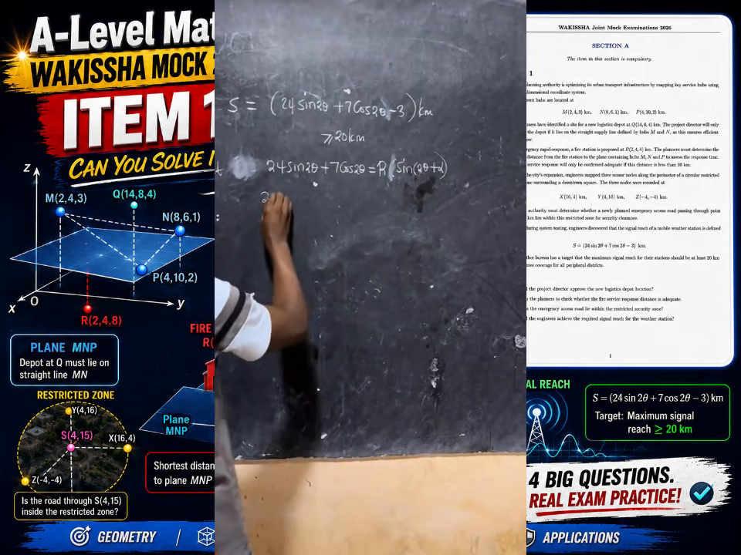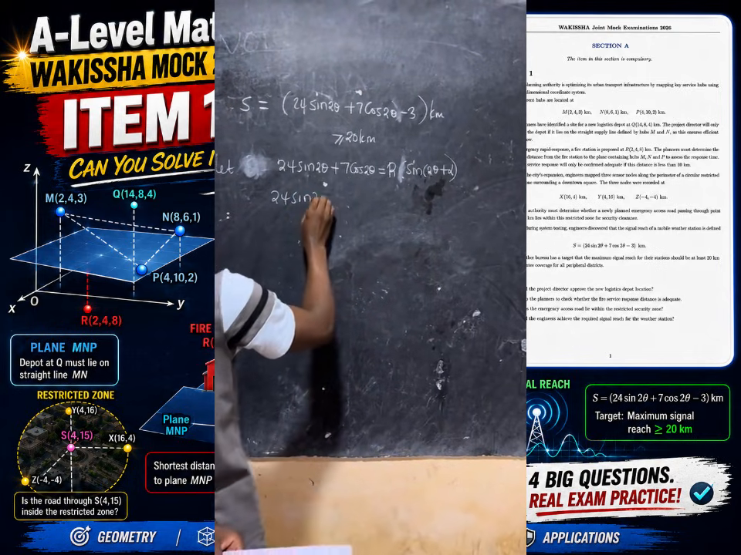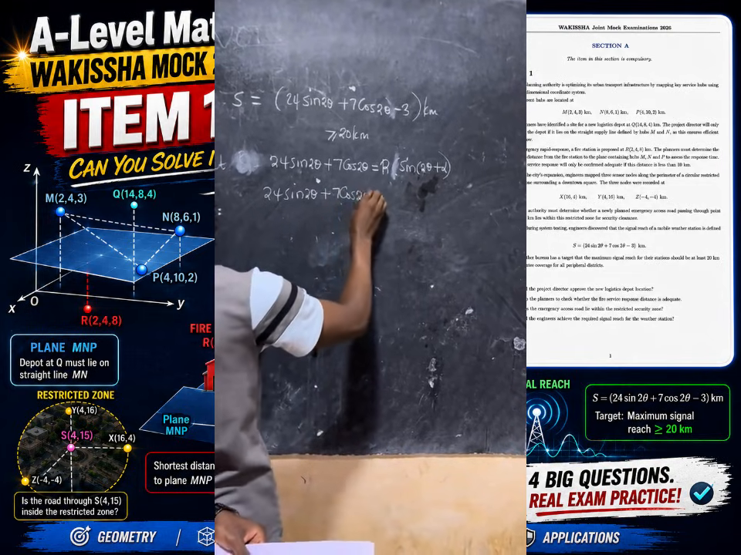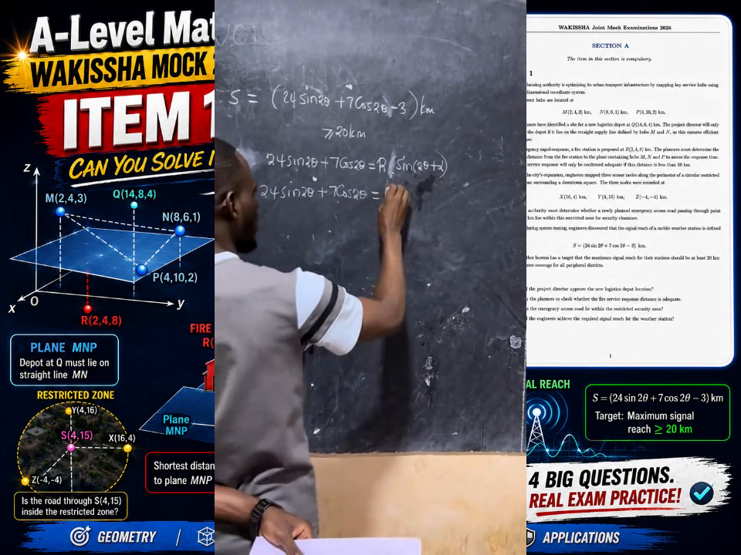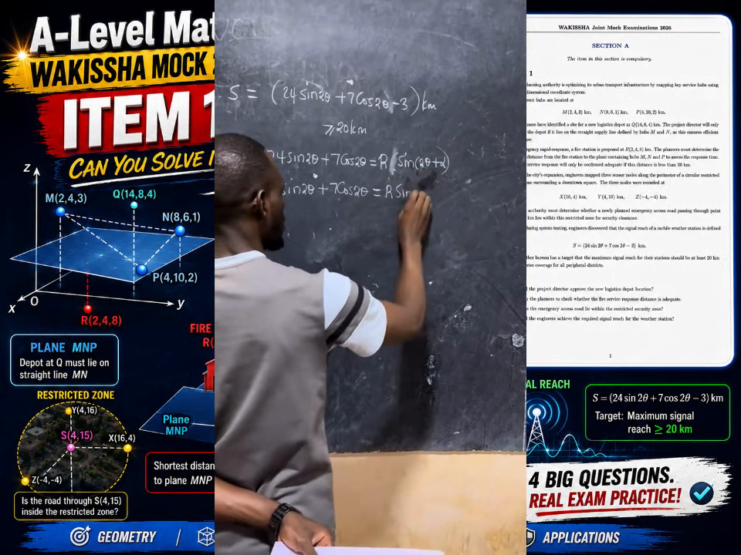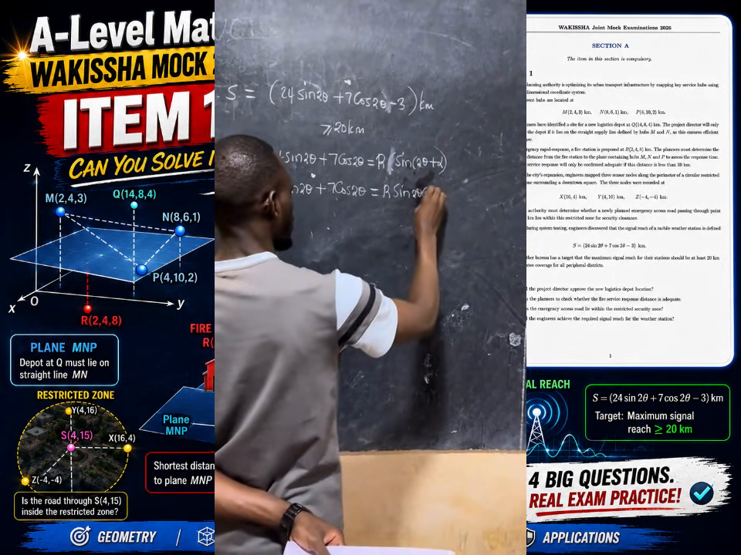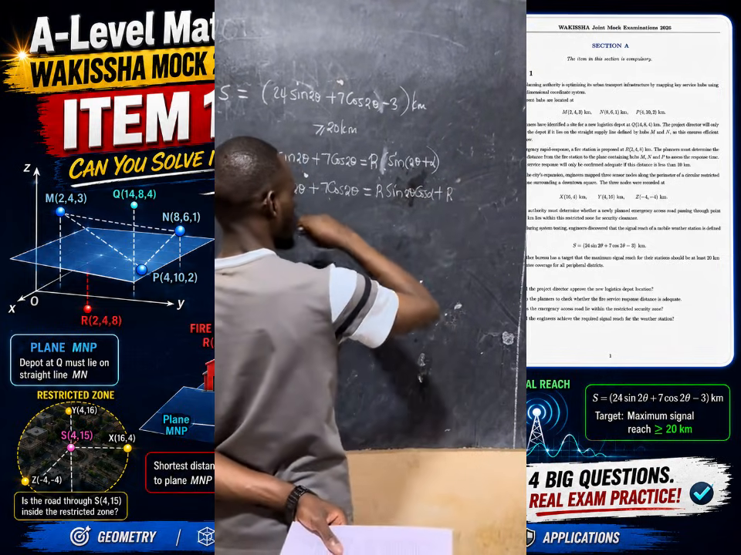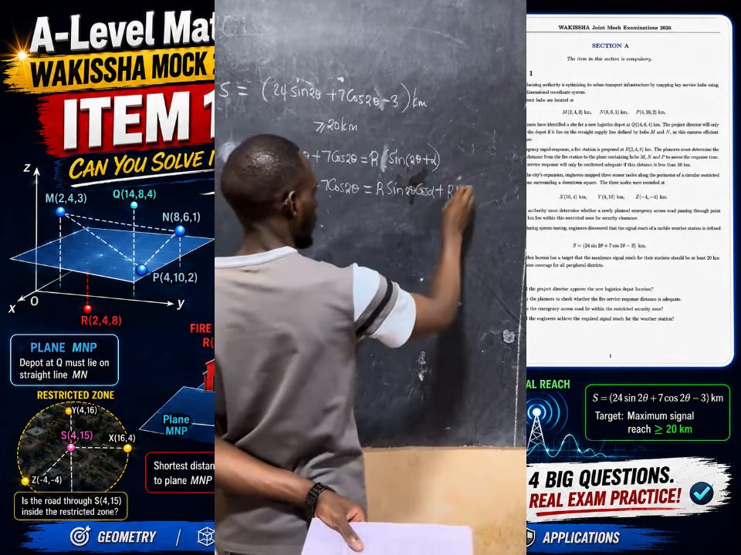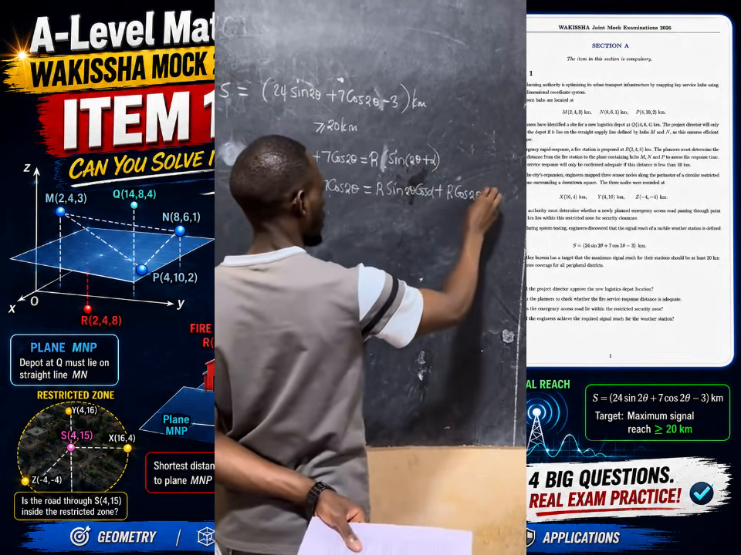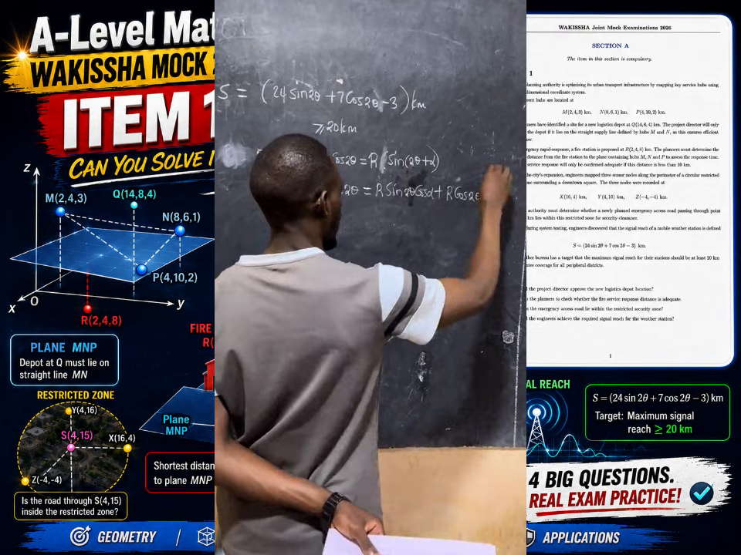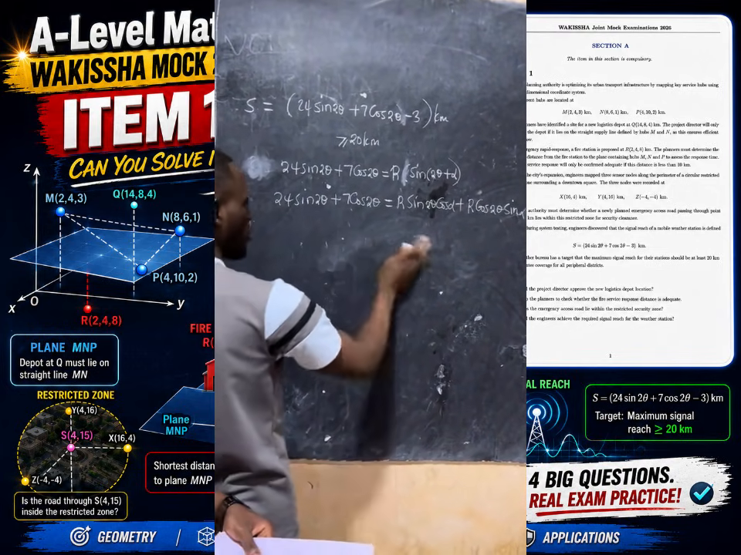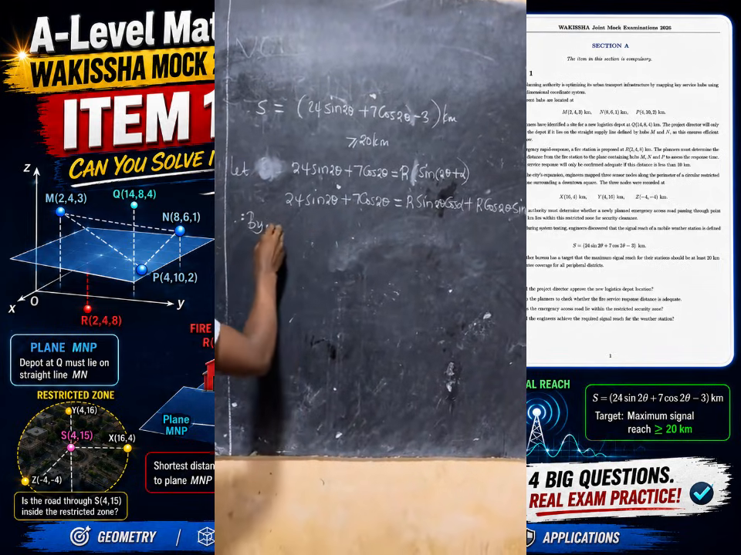Then the next step is to expand the right-hand side, 24 sine 2 theta plus 7 cos 2 theta. Expanding, I'll have R from compound angles, that is sine 2 theta cos alpha plus R cos 2 theta sine alpha. If you don't know where these are coming from, you just watch the previous trig videos.